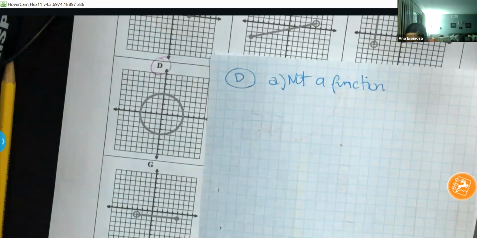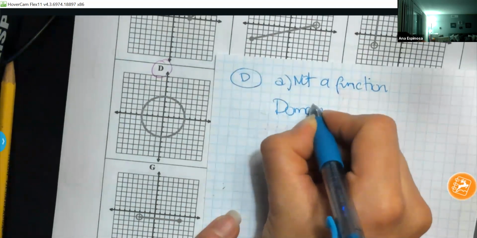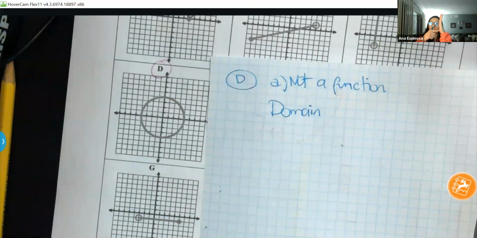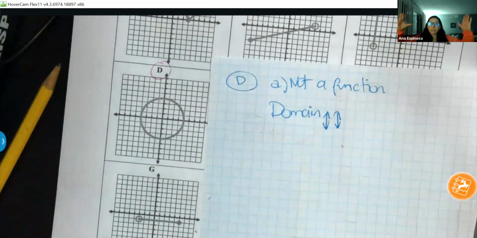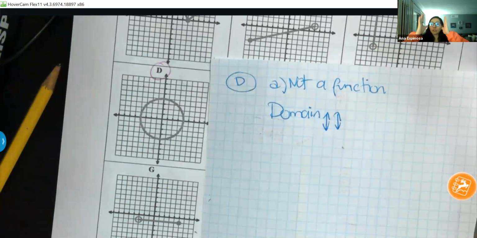So for the domain, the domain runs left and right. If something's running left and right, how do you make it stop? Boom, you put a vertical line to make it stop. That's what you're going to do. You're going to use vertical lines to see if you can encompass or enclose that shape.